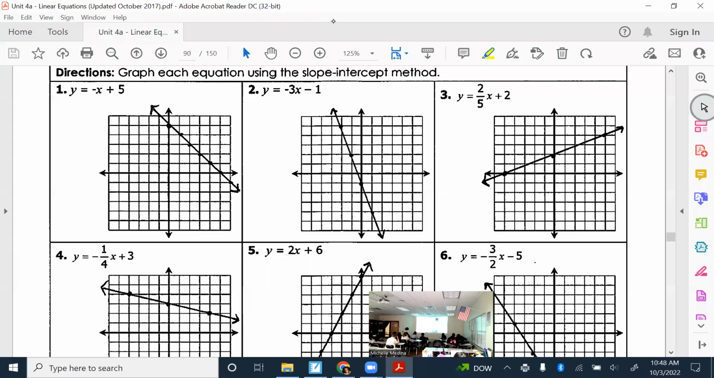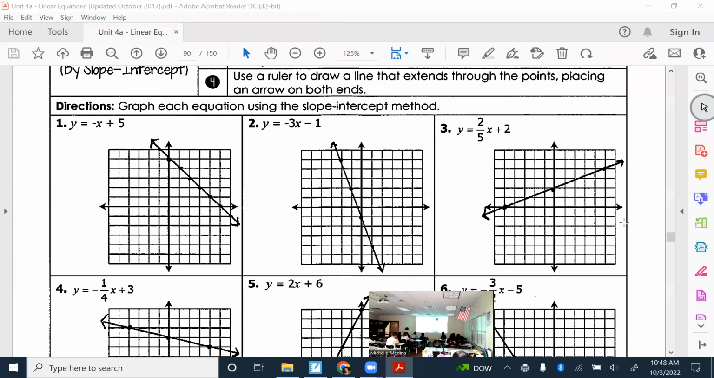So here's what your graph would have looked like for number 3. Because the y-intercept is a positive 2, that's above the origin where y is 2, right here. And then use your slope to find the next point. This time the slope was a fraction, while the other ones were whole numbers, right? You had to know that the run was 1.